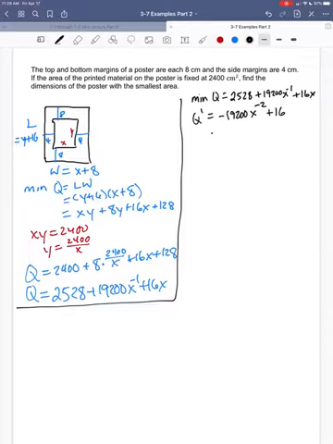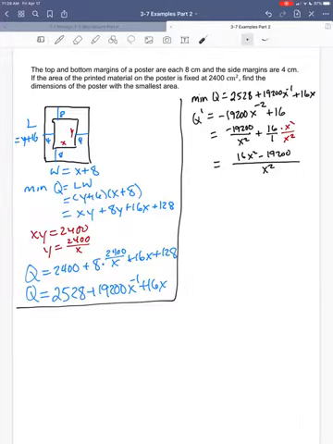I'll rewrite this negative exponent as a fraction, so I get negative 19,200 over x squared. I'm going to write this 16 over 1 so that I can convert to a common denominator. I'll multiply top and bottom by x squared. So in the top, I'm going to get 16x squared minus 19,200, and I just get an x squared in the bottom.